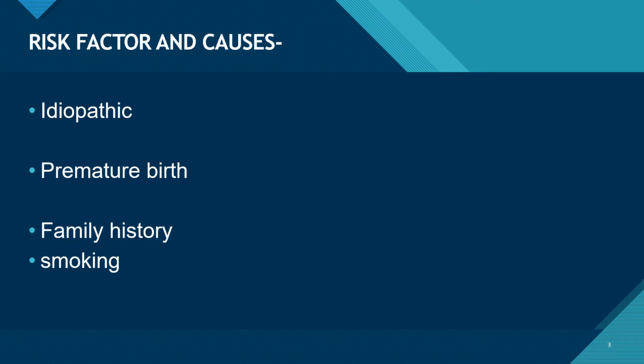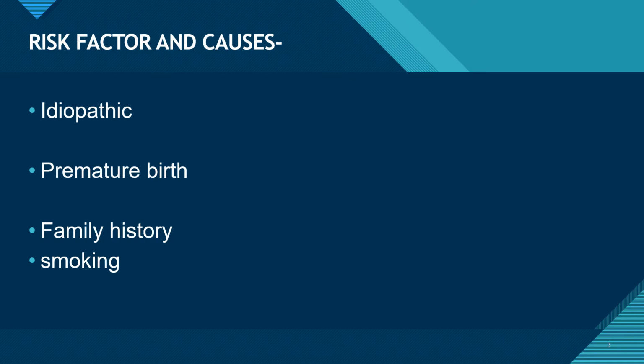Next are the risk factors and causes. What are the risk factors and etiological factors which lead to the development of pyloric stenosis in babies? First is idiopathic. The exact reason for this disease is still unknown. But there are some risk factors, and some kinds of babies can develop pyloric stenosis.